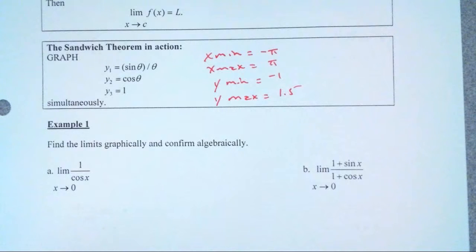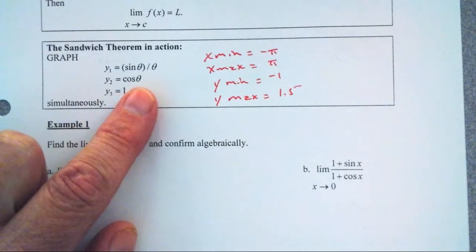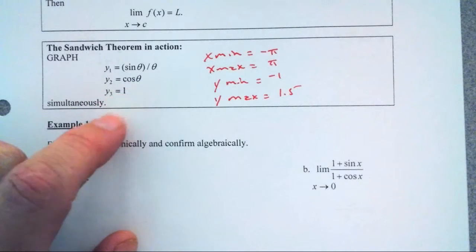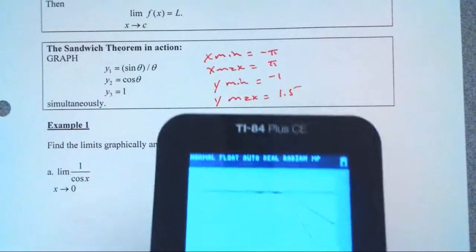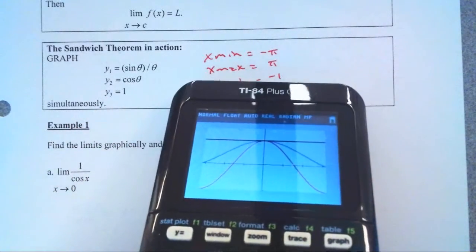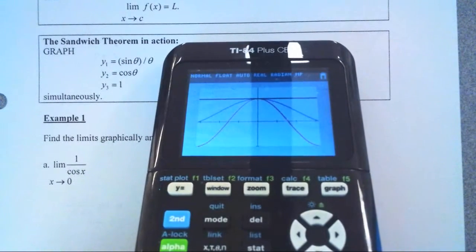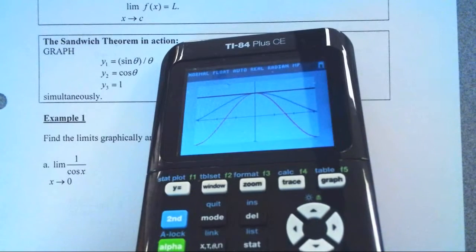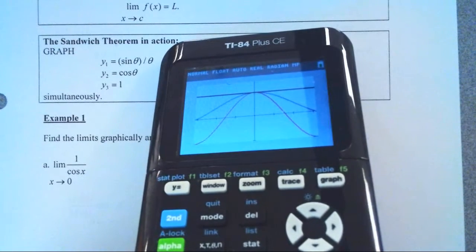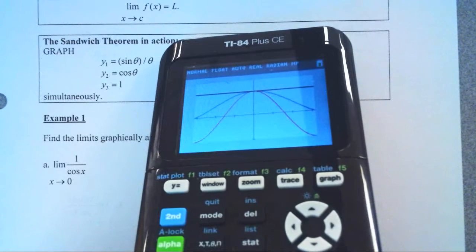I already have my graph pre-built. It's kind of fun to watch them because it'll go in order. It'll graph sine of theta on theta first, and then cosine of theta, and then just the horizontal line 1. Apologize for the glare. We end up with that. And the sine of theta on theta was my blue graph, the one in between, right?